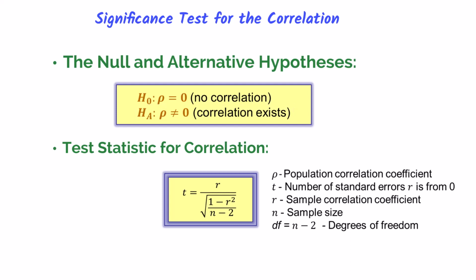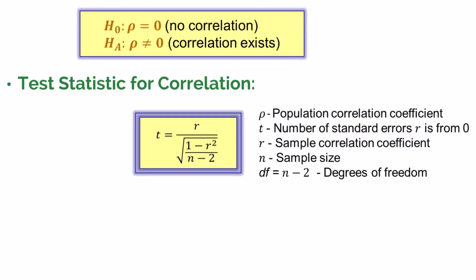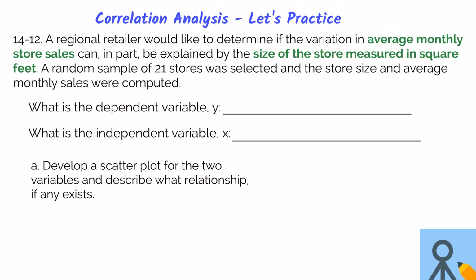Now, just like in chapter 9, we use the sample data to develop a test statistic for the hypothesis test. We are going to use r, the sample correlation coefficient that we calculated in Excel, along with the sample size to find the t-test statistic. Here is the formula right here, but note that the degrees of freedom for this kind of test is n minus 2. Let's go ahead and do practice problem 14-12.